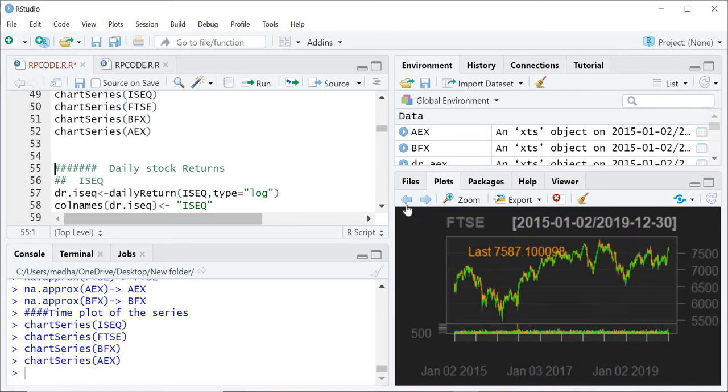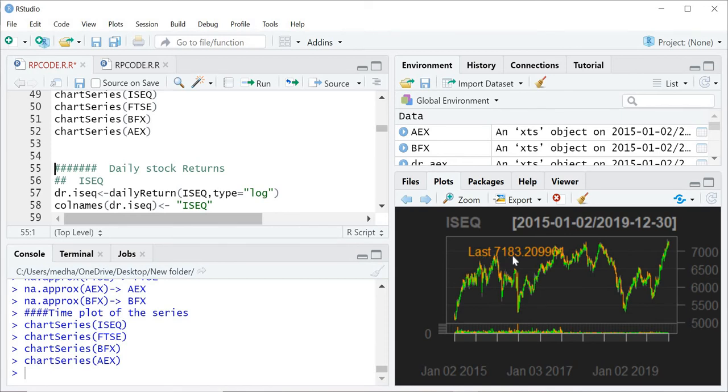So here you can see that in ISEQ the last closing price is 7183.209, and with the help of the graph you can see how the movement of the stock prices is over the period of 5 years. We can see that from January 2015 to January 2016 it has moved upwards. Then in March 2016 it has fallen, and hence these graphs just give you a quick visual representation of how the index is performing.